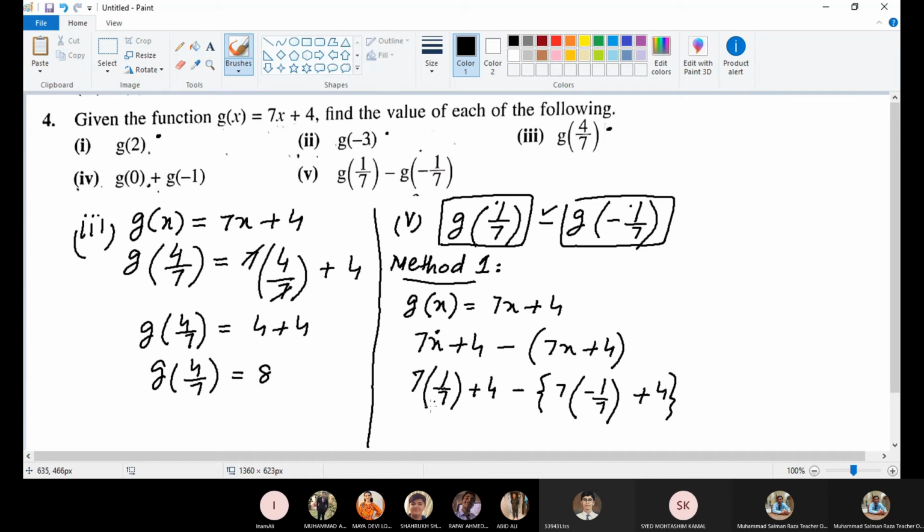And now I'll be solving it over here. The 7 and 7, they are cut, so this becomes 1 plus 4 minus sign, and now over here 7 and 7, they are cut, so this is minus 1 plus 4. And when I open the brackets, it becomes 1 plus 4 plus 1 minus 4. Okay, so plus 4 and minus 4, they are cancelled out. So 2 is my answer. 2 is my answer over here.